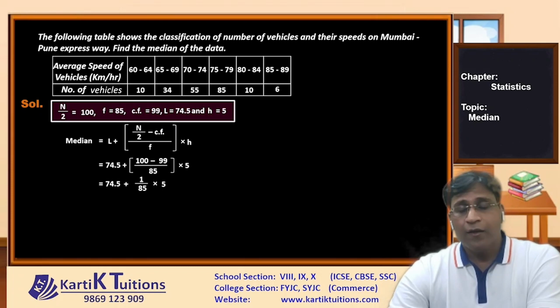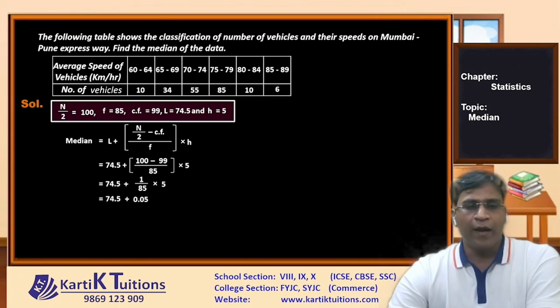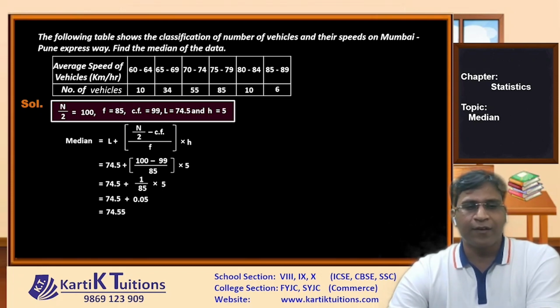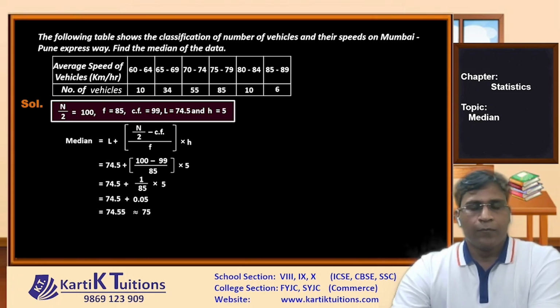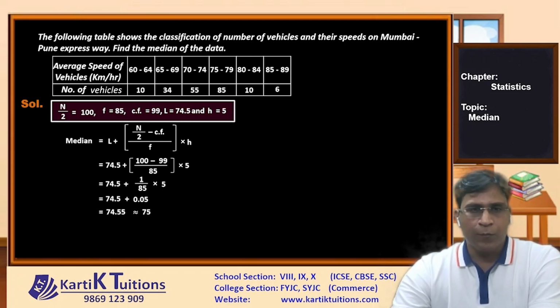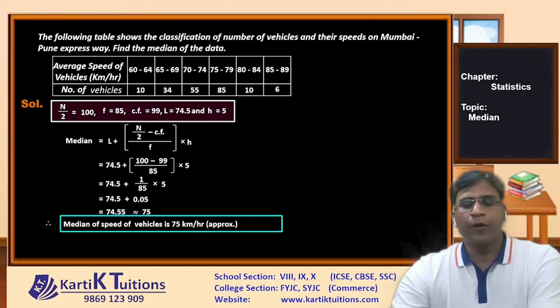Now when you divide 1 by 17, you get it as 0.05. So it is 74.5 plus 0.05. Now when you add this, it becomes 74.55. Now since speed it is there, we'll approximate to the whole number, that is 75. Now since the data given is the average speed of vehicles, the units will be kilometer per hour, and as I told you, always write the answer in statement form. So basically median of speed of vehicle is 75 kilometer per hour.